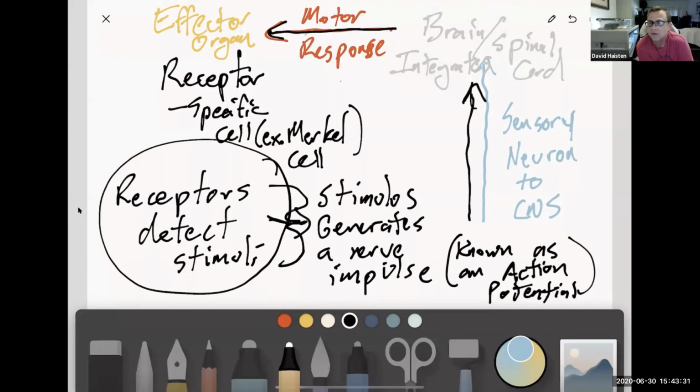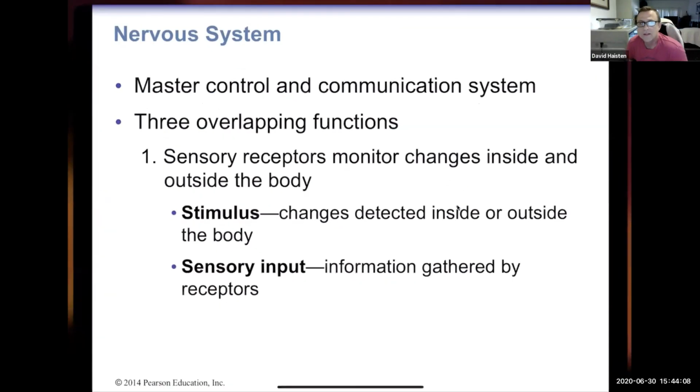So example, you see a nice steaming hot pizza covered with anchovies and broccoli. You like this sort of thing. So this signal is received, integration happens, and a response is sent out. You start to salivate uncontrollably in anticipation of this broccoli and anchovy pizza. Okay, so that's it.